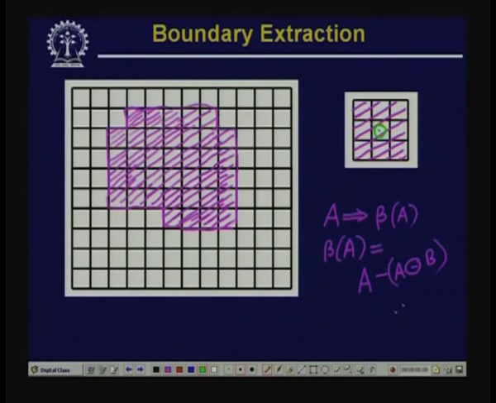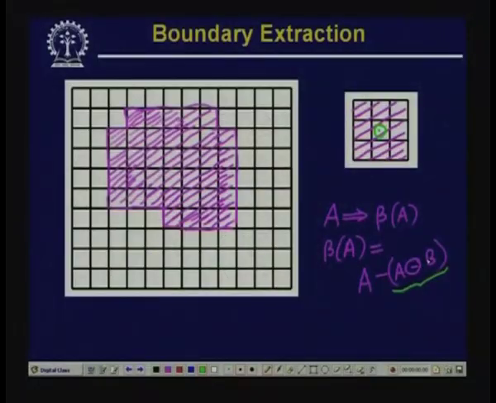The first operation that we will perform is to erode the point set A with this given 3 by 3 structuring element. As we have said earlier, this erosion operation contracts the area of the object region. By performing this erosion operation, you will find that all these boundary pixels will be deleted because of contraction. So, all these pixels are going to be deleted.